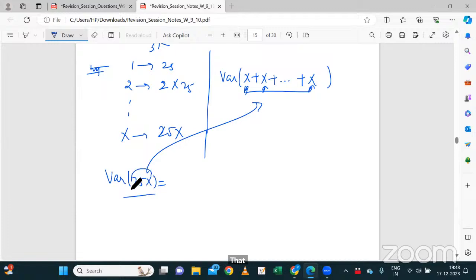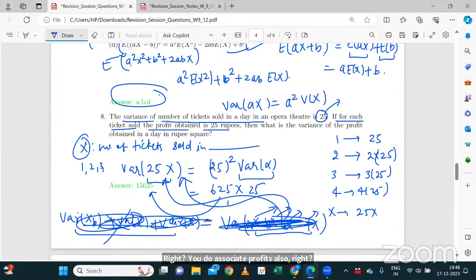The main question is I got 25. There is a meaning to this 25X, right? This is the profit for X number of tickets, correct? How will you decide that only 25 has been sold? You have to associate profits also, right? Are you getting it? Okay, sir. Got it.